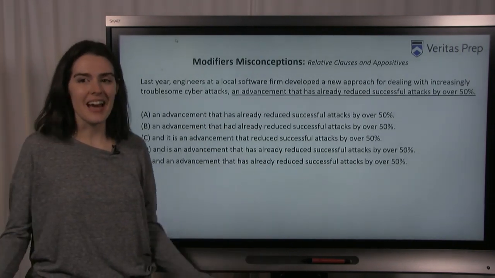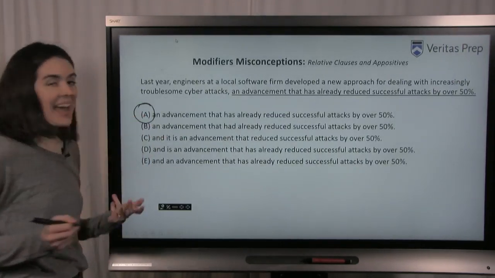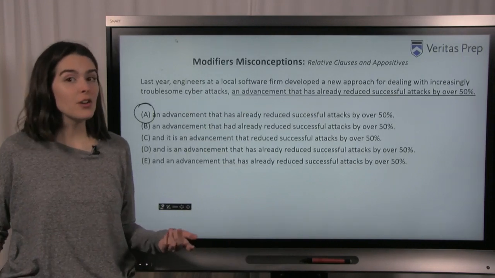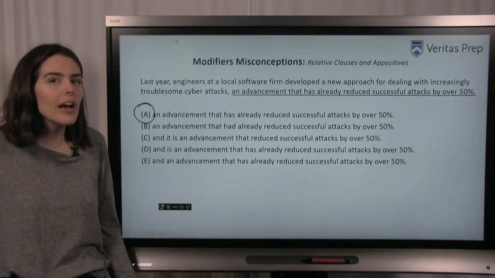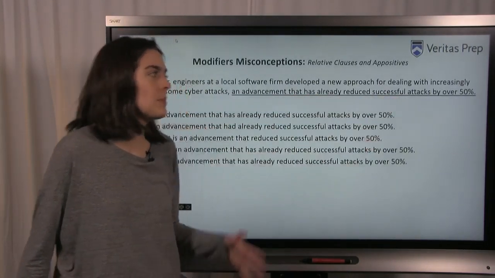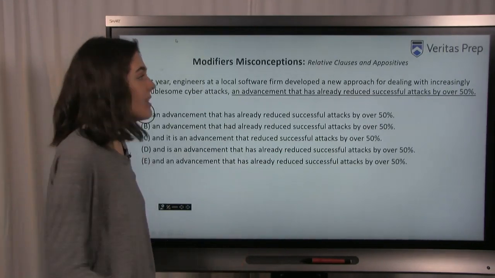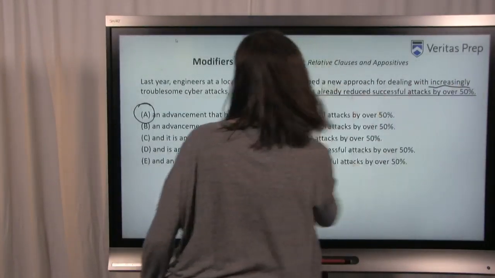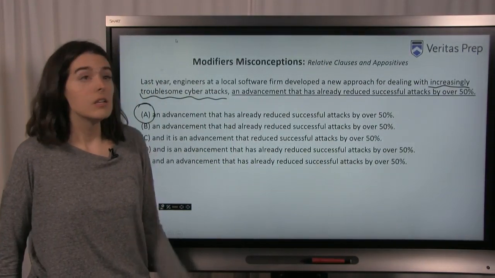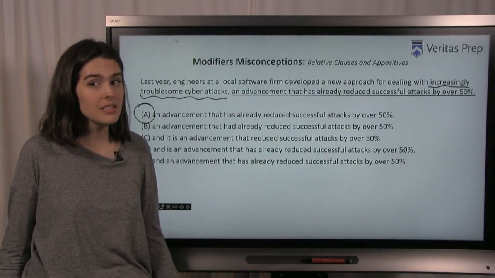All right, yeah, the majority of you guys got this one. This one is A. It's fine the way it is. Now, a lot of folks are going, there's no way it's correct because an advancement that has already reduced successful attacks by over 50%, that's an appositive. Appositives describe the closest noun, and the closest noun is increasingly troublesome cyber attacks. Cyber attacks aren't an advancement. That doesn't make any sense, right?